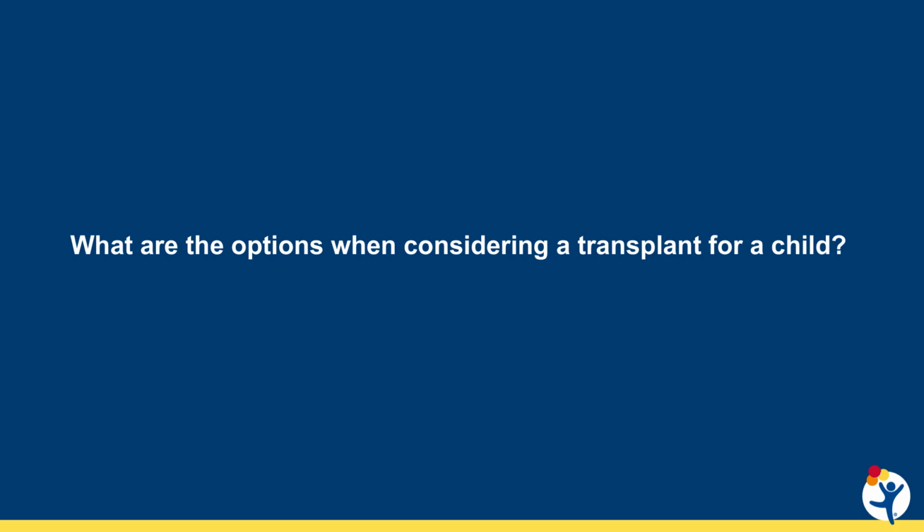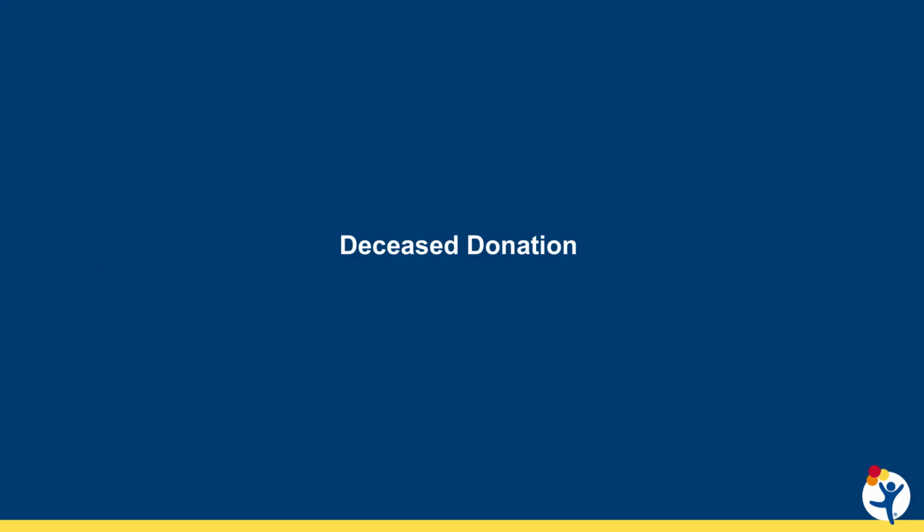So the options for children are the same as for adults, but the size considerations are a little bit different. In general, deceased donation is when we take an organ from somebody who passes away, and then those organs are offered to the children according to their level of illness on the waiting list. There's a scoring system called the PELD, P-E-L-D scoring system, that determines the level of illness of the child and whether or not they are offered the deceased donor organ.